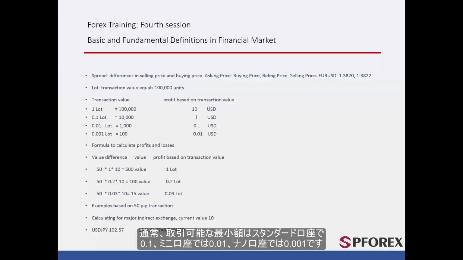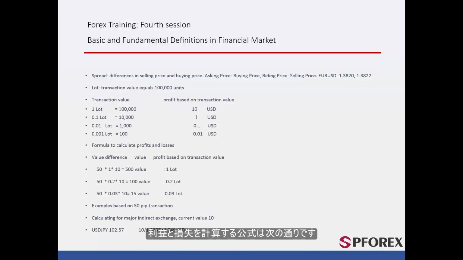Usually, the lowest amount traded in standard accounts is 0.1 lot. In a micro account, it is 0.1, in mini accounts it is 0.01, and in nano accounts it is 0.001. However, there are very limited numbers of brokers who offer a trade for such a low amount.